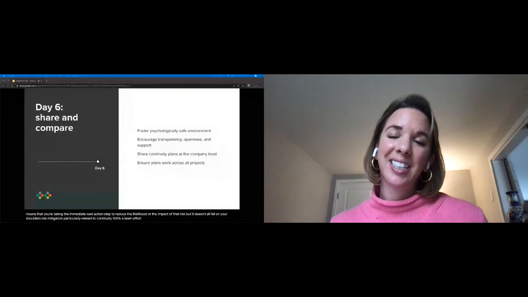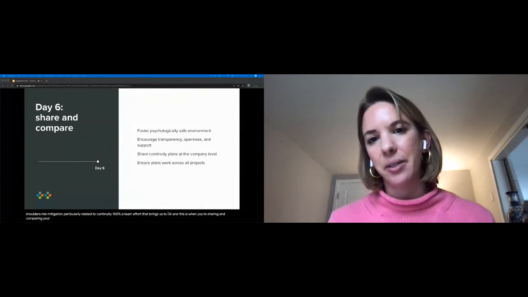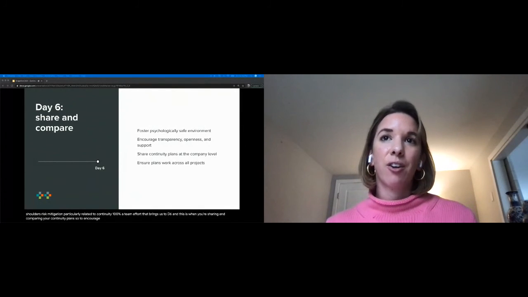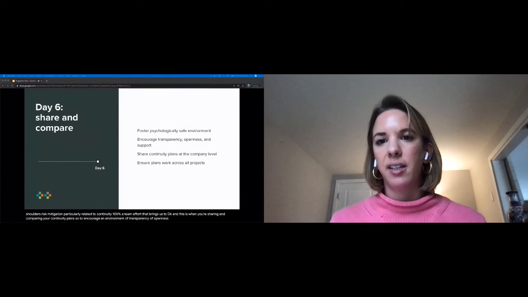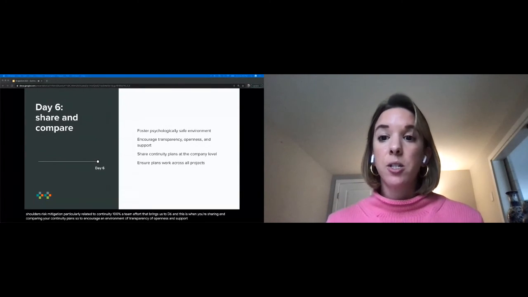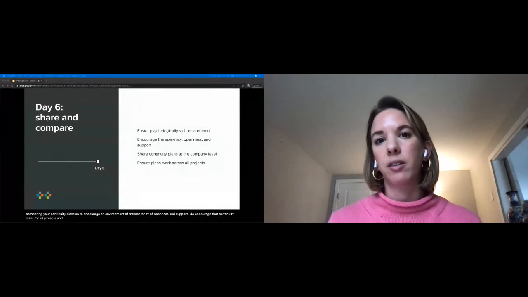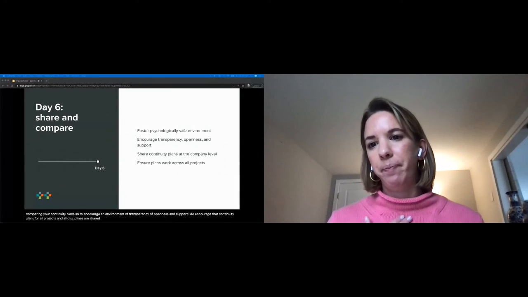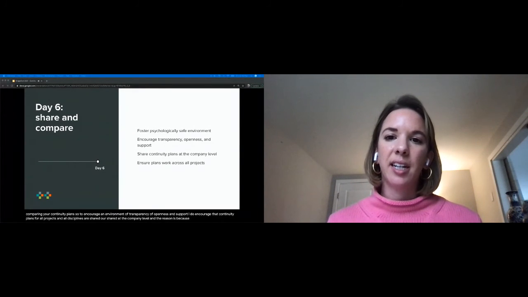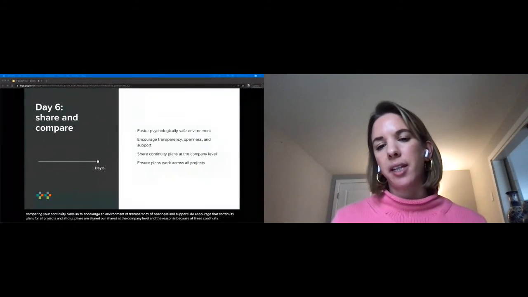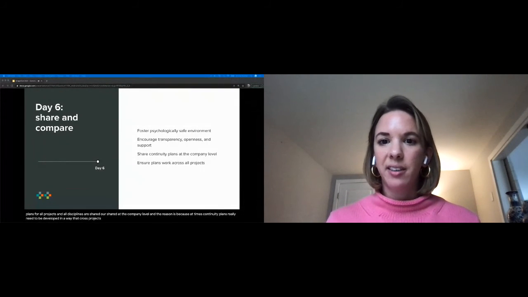And that brings us to day 6. This is when you're sharing and comparing your continuity plans. So to encourage an environment of transparency, of openness, and of support, I do encourage that continuity plans for all projects and all disciplines are shared at the company level. And the reason is because at times continuity plans really need to be developed in a way that crosses projects.